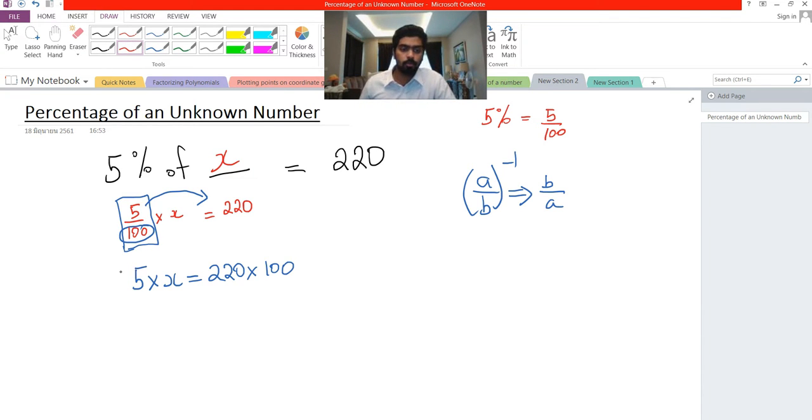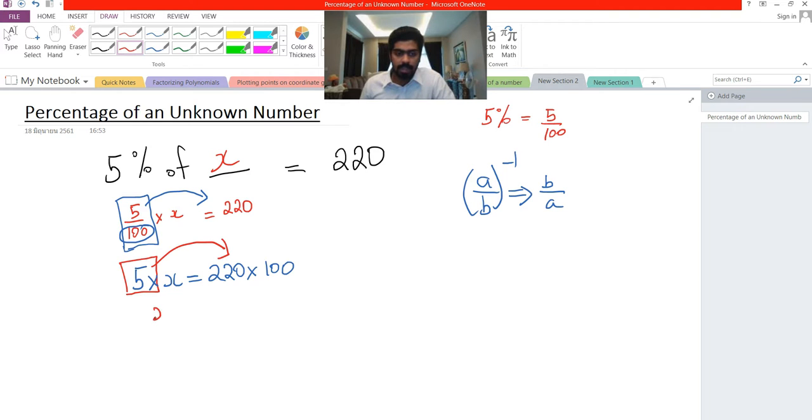Now we are going to get rid of this 5. Just think about it this way. We want variables, the unknown value, to be by itself, and all the numbers we want to be with the numbers. Numbers with numbers, variables with variables, as simple as that. So now let us transpose this 5 to the right hand side. It is a multiplication term, so when we transpose it to the other side, it will change to division.